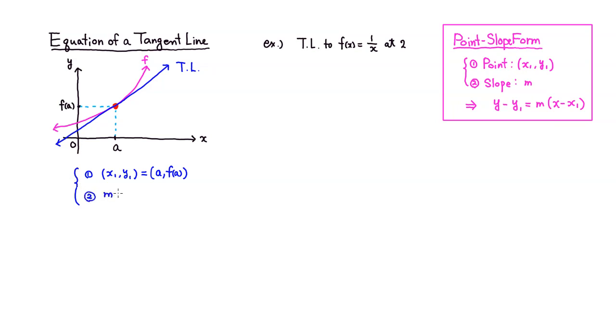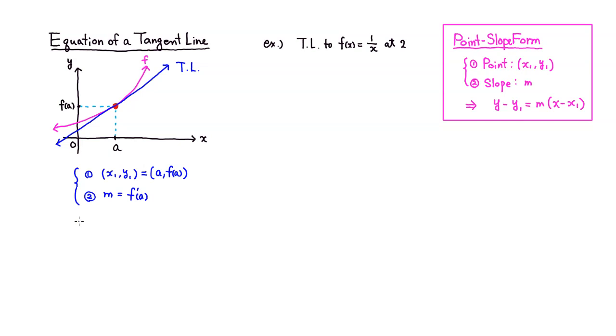Number 2, slope m. Remember that the derivative contains all the information about the slope. So we just have to ask the derivative of the function f, and we have to specify which tangent line we're looking at. We want the tangent line at x equals a, so we plug a into the derivative function, and you can find the slope.